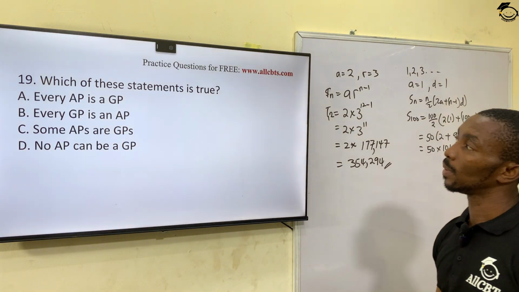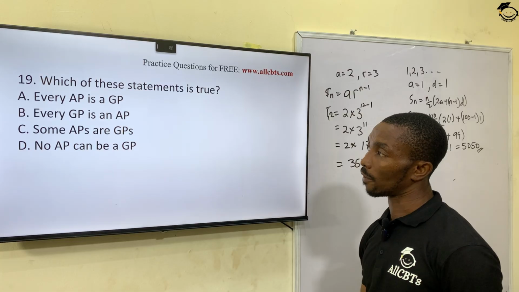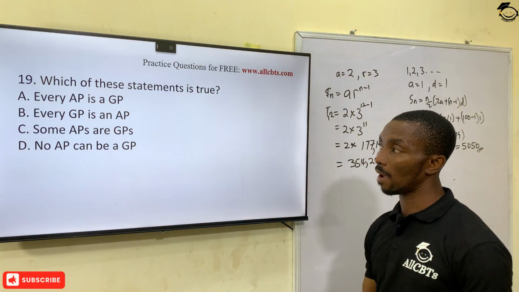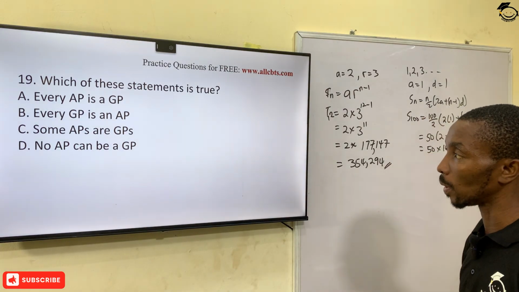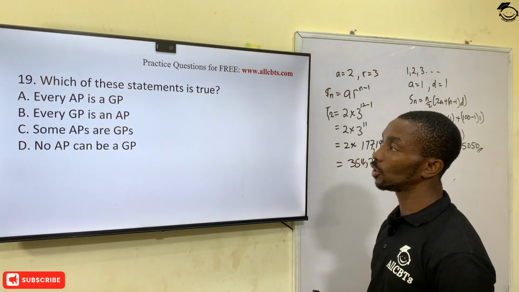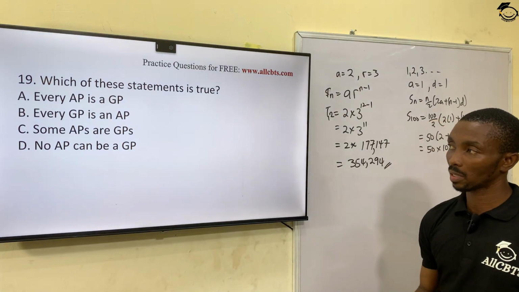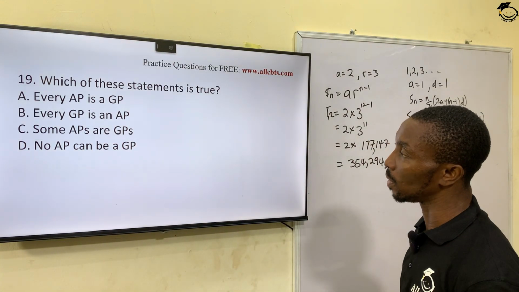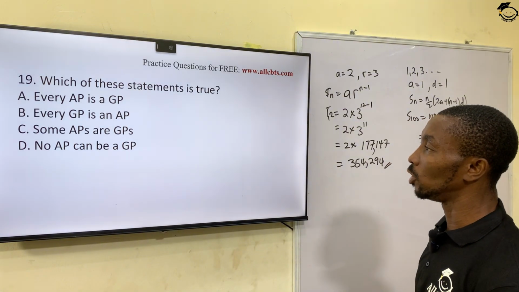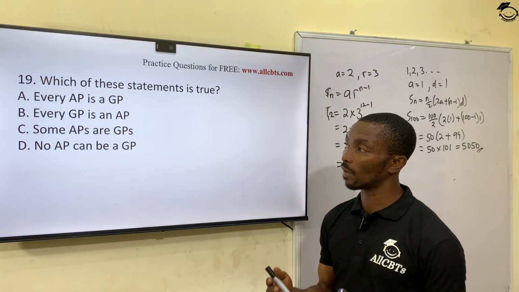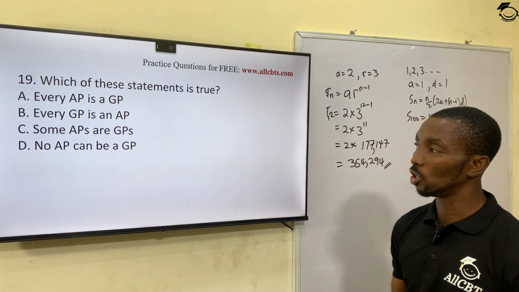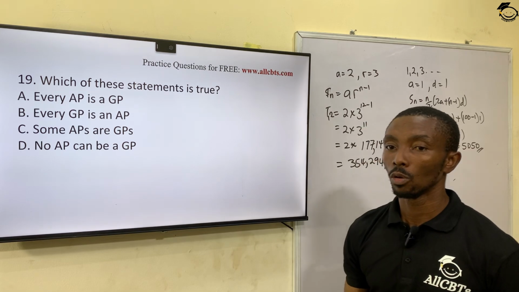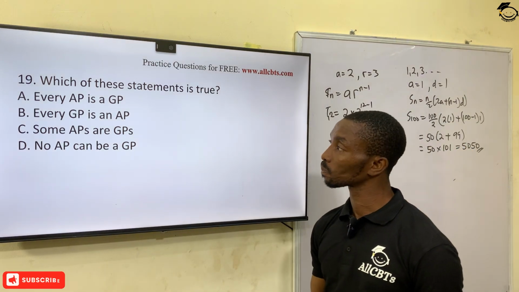Which of these statements is true? Now, our first statement said every AP is a GP. Every AP can't be a GP, right? Now, every GP is an AP. That's not true. Every GP can't be an AP. Now, no AP can be GP. That's false. Some of our APs are GPs. So the right answer there is that some APs are GPs.